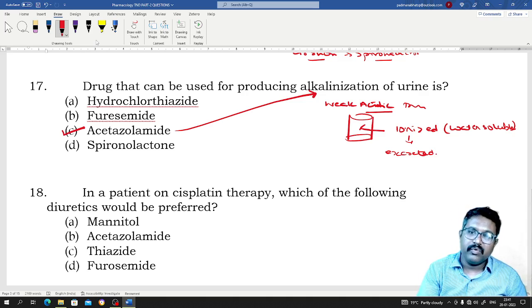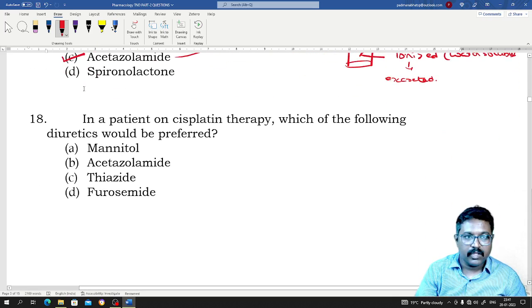So mainly used for removing the poisons. So if there is a weak acidic drug poison, you can go for alkalization of the urine using the acetazolamide.